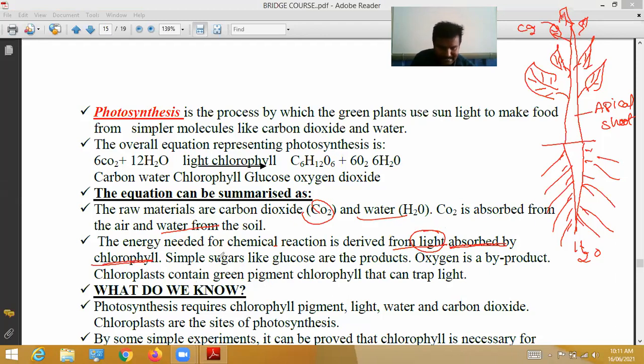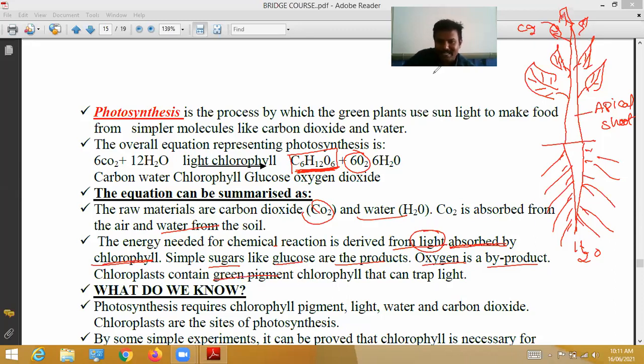As a result, simple sugars like glucose, C6H12O6, are the products. Oxygen is a byproduct, which is a gas that enters the atmosphere. Chloroplast contains a green pigment.